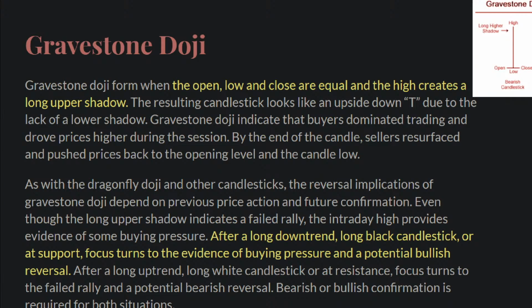After a long downtrend, a long black candlestick, or at support, focus turns to the evidence of buying pressure and a potential bullish reversal, as it can be reversed into a dragonfly doji. But yeah, after a long uptrend, long white candlestick or at resistance, focus turns to a failed rally and a potential bearish reversal. Bearish or bullish confirmation is required for both situations. So you want to confirm that with all your other indicators.